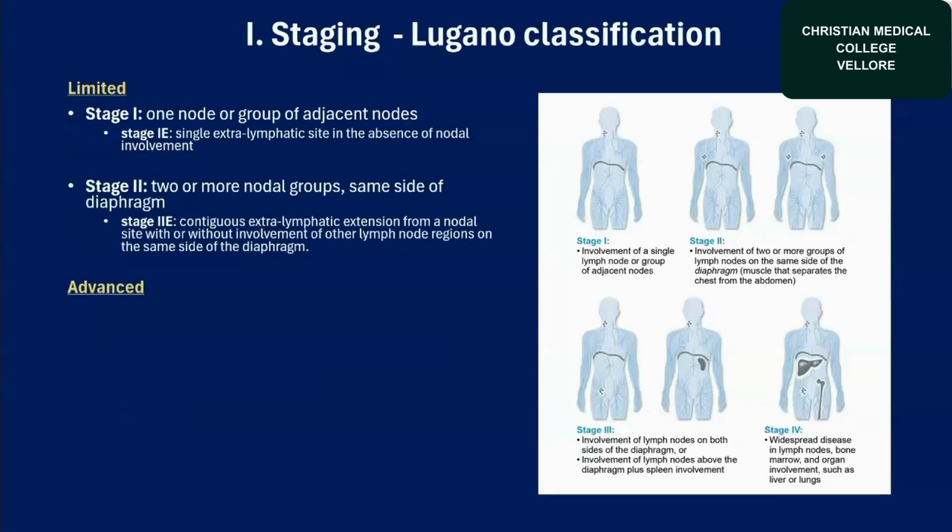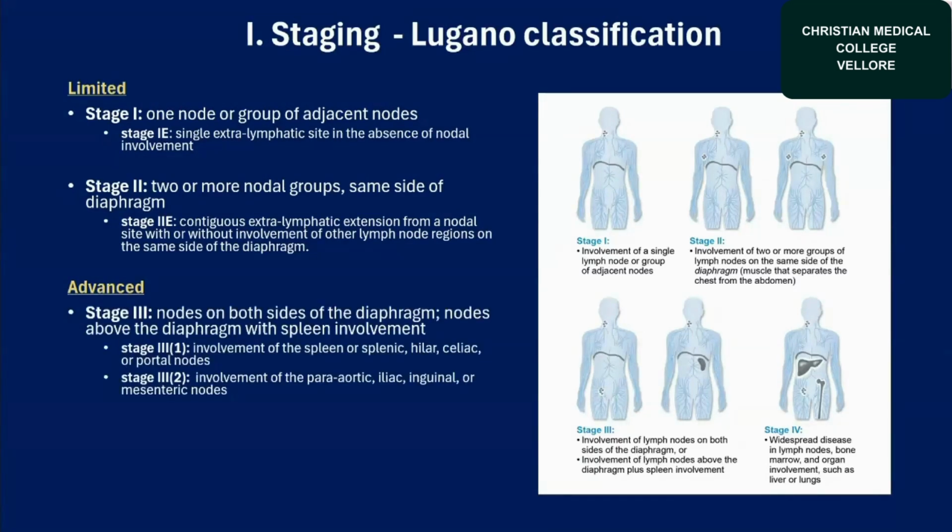Stage 2 is when there are 2 or more nodal groups, both on the same side of the diaphragm, or it could mean 2E, where there's a contiguous extra lymphatic extension from a nodal site. This may be with or without the involvement of other lymph nodes in that same region on the same side of the diaphragm. While advanced stage is stage 3 and 4.